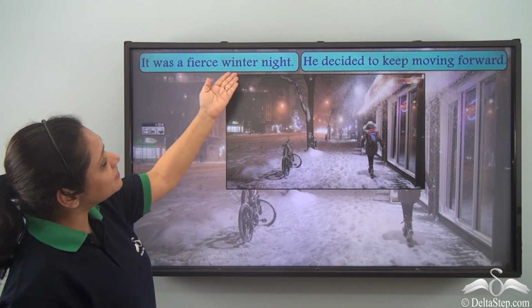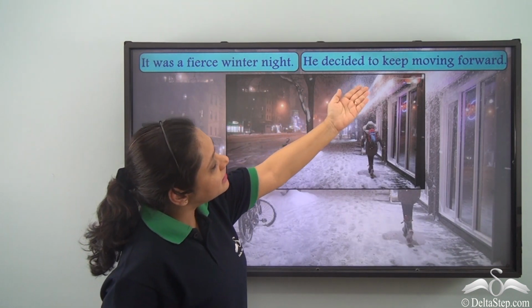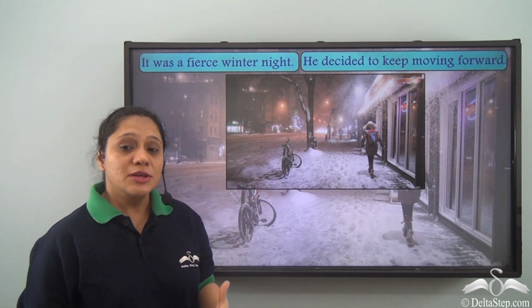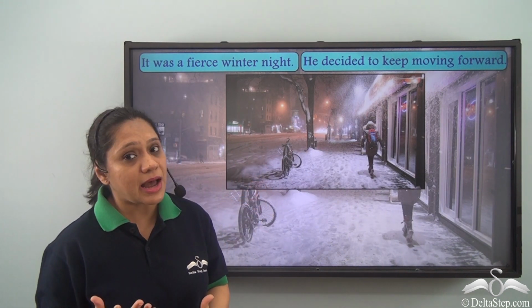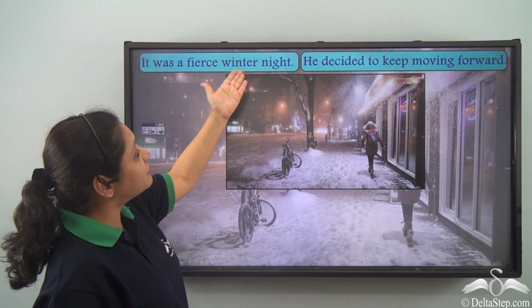It was a fierce winter night. He decided to keep moving forward. Now, both these sentences give us a contrasting idea. It was a fierce winter night.